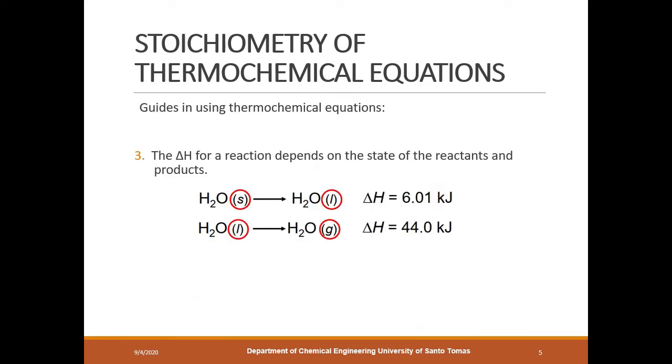Now we have the third guideline, and it says that the delta H for a reaction depends on the state of the reactants and products. For this third guideline, we have water as an example. Note that water can melt. From solid water to liquid water, it utilizes 6.01 kilojoules of energy. It is important for you to take note that when we convert liquid water to gaseous water, we normally utilize a greater amount of energy, which is supported by the 44.0 kilojoules of energy used here.